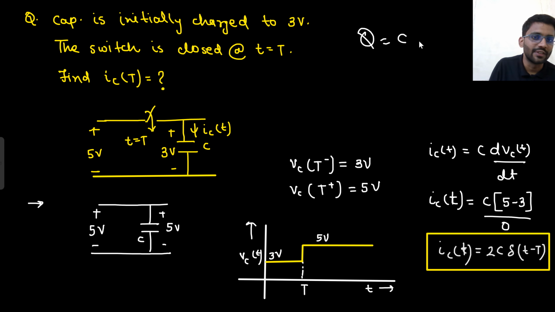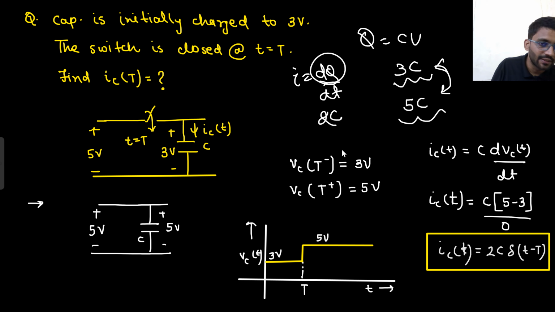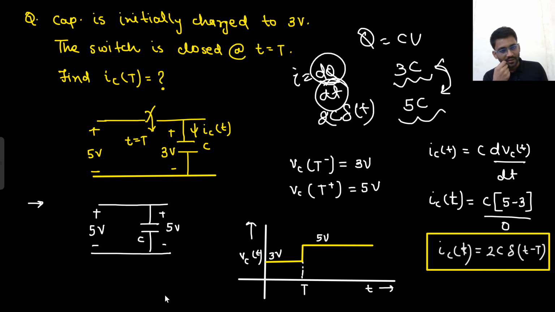What is Q? Q is equal to CV. Initially, voltage was 3 and capacitance is C, so 3C was the charge. Now the charge is 5C because voltage is 5 and capacitance is C. So what is current? Current is dQ by dt. The change dQ is 2C and time is nearly 0. That's why 2C delta t. Although these things should be understood in network analysis itself, here again I am giving you the concept so that you do not forget it.